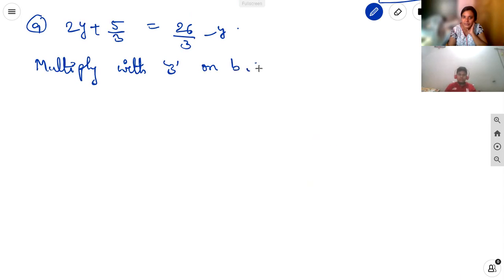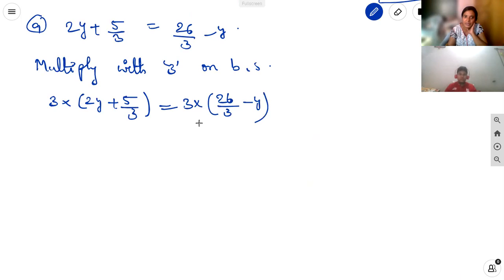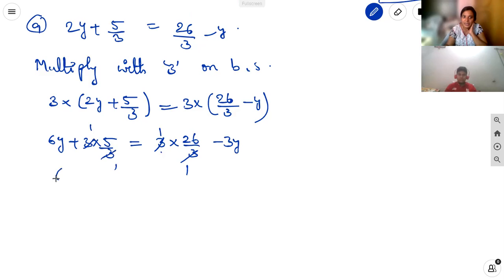On both sides. So 3 into (2y + 5)/3 = 3 into (26/3 - y). Distribute: 3 twos are 6y plus 3 into 5/3 equals 3 into 26/3 minus 3 into y, 3y. 3 ones are 3, so 6y + 5 = 26 - 3y.